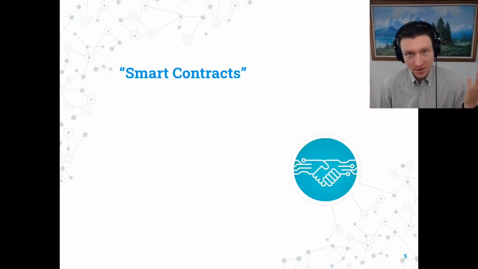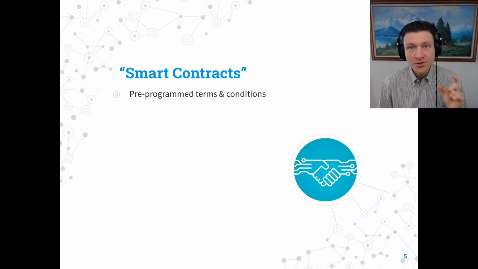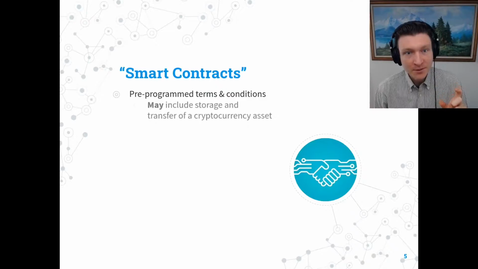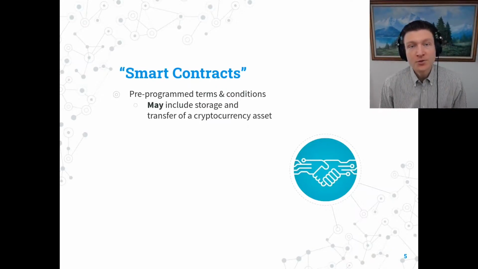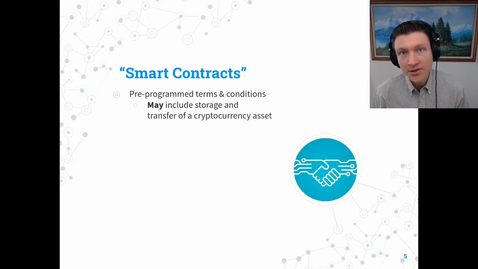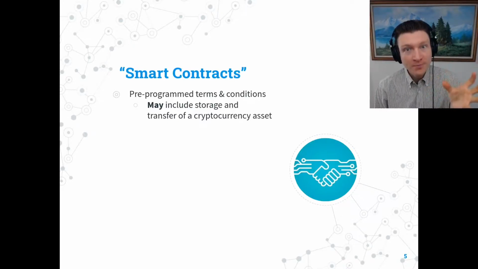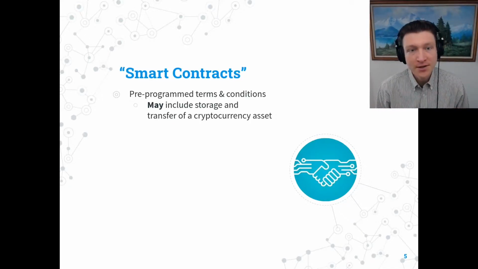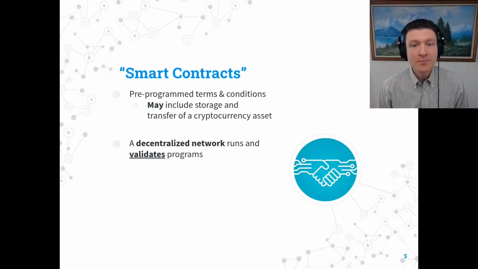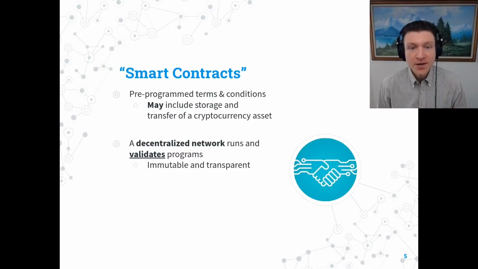So enter smart contracts. This is what smart contracts do, right? They're pre-programmed terms and conditions that are locked into a blockchain database so they can't be tampered with. And they may include storage and transfer of things like cryptocurrency assets. So we know that anything that these smart contracts are programmed to do, they'll actually be executed, and we can put money into this execution, right? And because it's run on this decentralized network that validates these programs, that's absolutely immutable and 100% transparent.